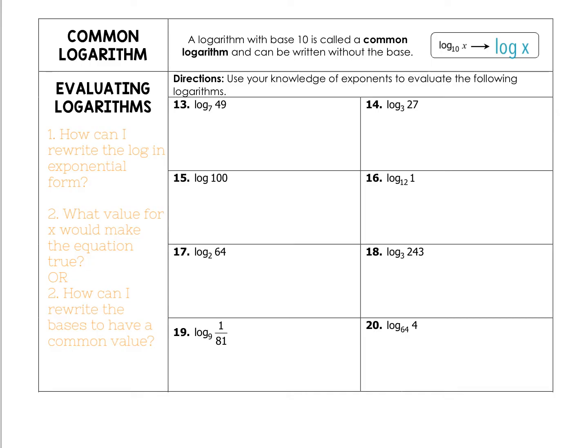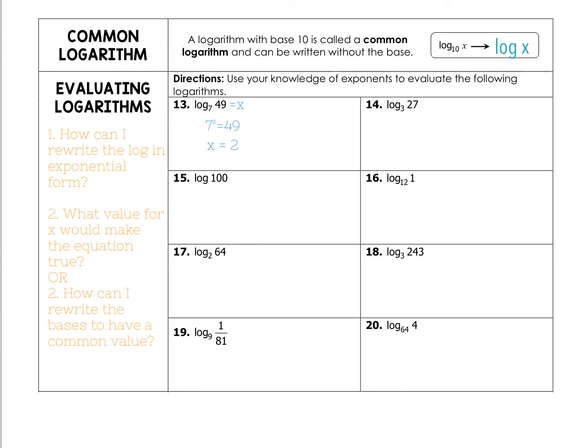So let's look at this first one, number 13. So the first thing, I see log base 7 of 49, and I need to evaluate it to find what it's equal to. So first of all, how can I rewrite the log into exponential form? So I went ahead and set it equal to x, and I rewrote it as 7 to the x equals 49 because that's the equivalent version in exponential form. So then I can either practically think through this and say, okay, 7 raised to what power is 49? So obviously the answer is that x would have to be 2.